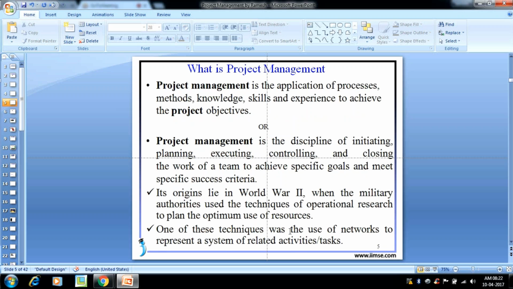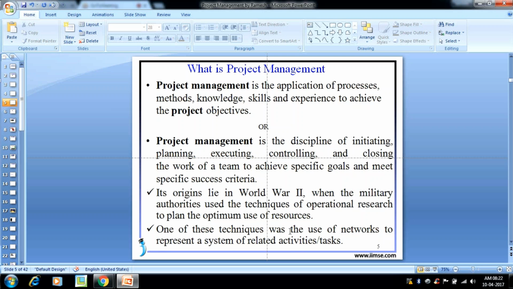That means the project management methodology we use in these fields. Here, actually, what is project management? First we should know, project management is an application of process, methods, knowledge, skills and experience to achieve the project objectives. That means first we should know everything and also we should have a lot of knowledge in the field. Then only we can apply our skills to the project.